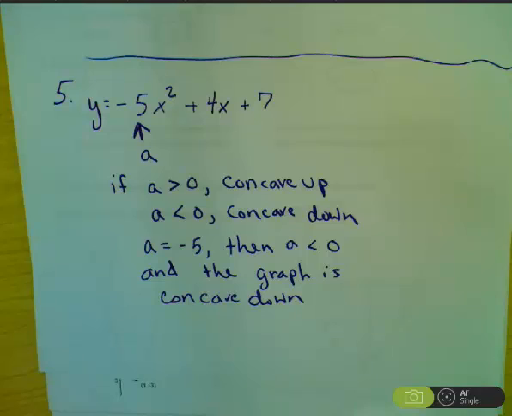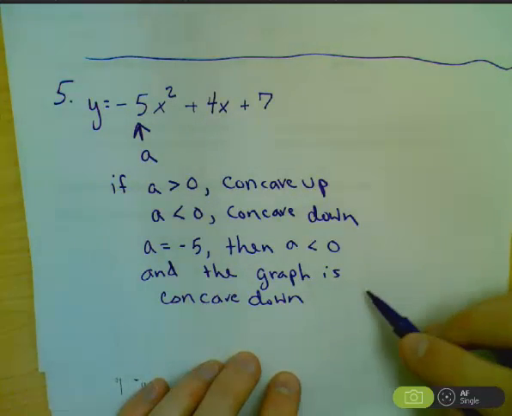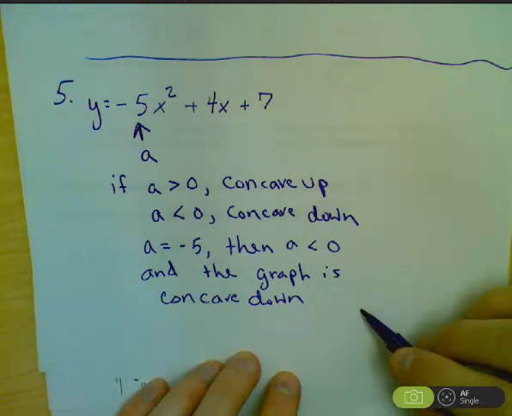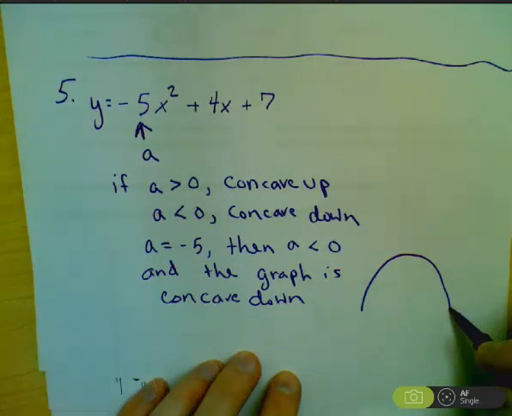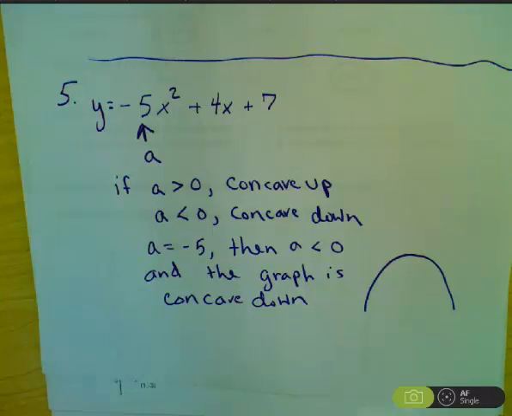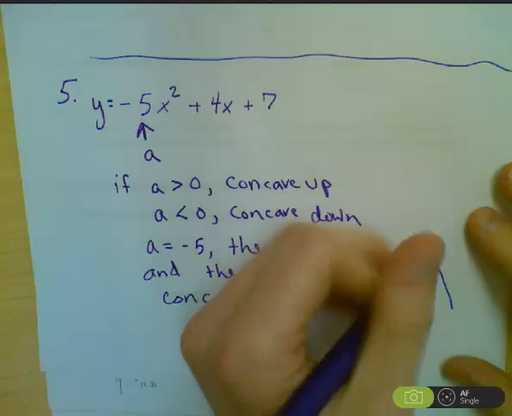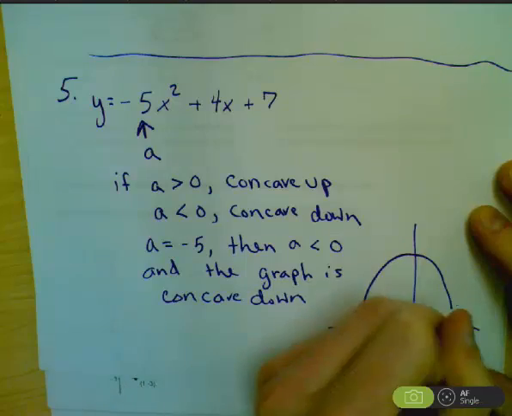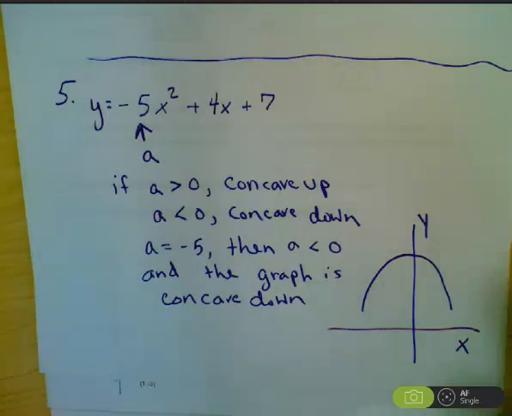So concave down is going to look something like this. Concave down kind of looks like a frown, or in my classes we've talked about it looking like a mountain or possibly even a rainbow. But just know that this is the general shape. If this is our x-axis and y-axis, this would be the general shape for a parabola that is concave down.